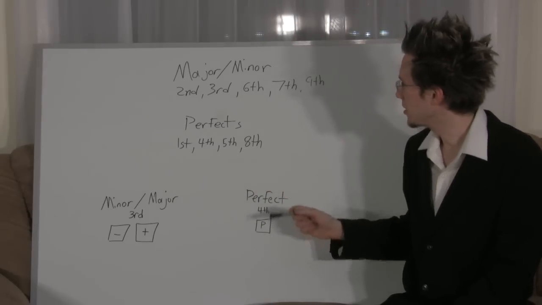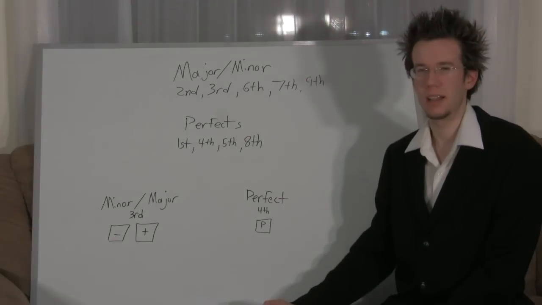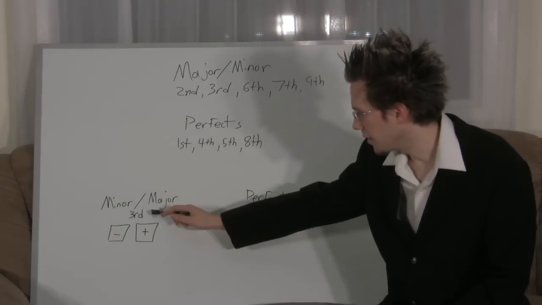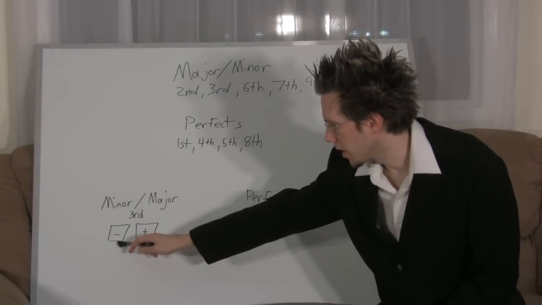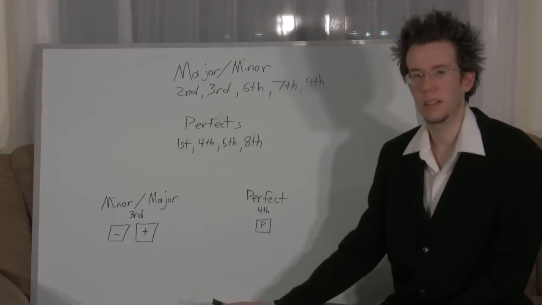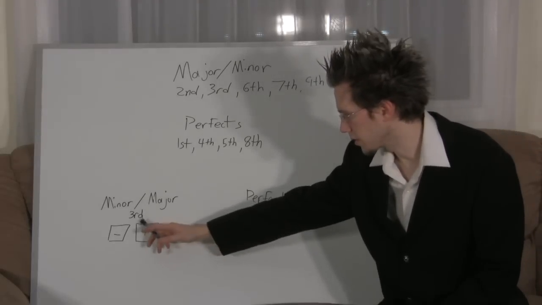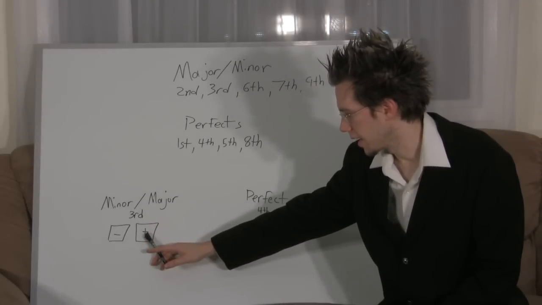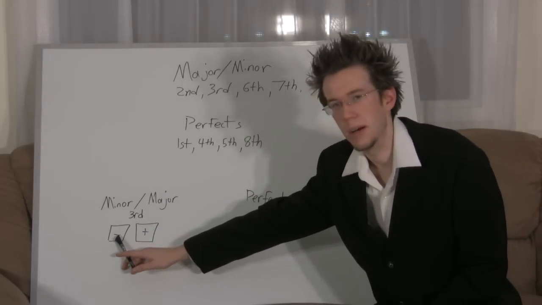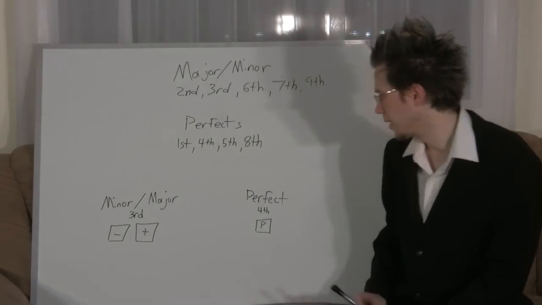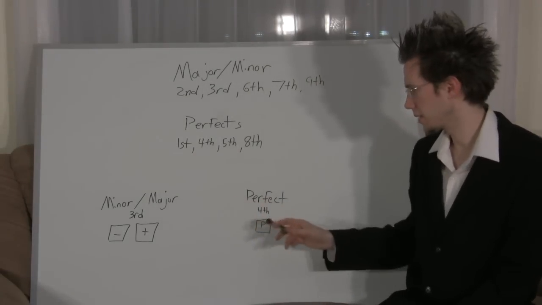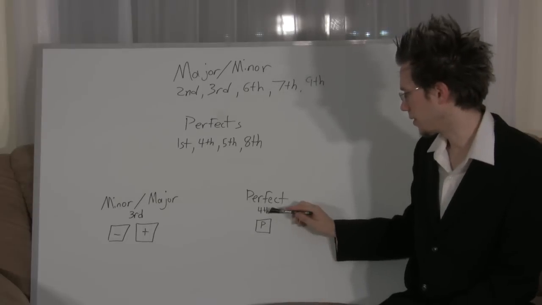Now, for majors and minors, here's basically what I like to think in my head. If I have a third, it can either be a minor or a major, based on the semitones. If it falls within the major scale, it's a major, and if I take it down a semitone, it becomes a minor third, okay? I'm going to expand upon this next lesson. And now, perfect.